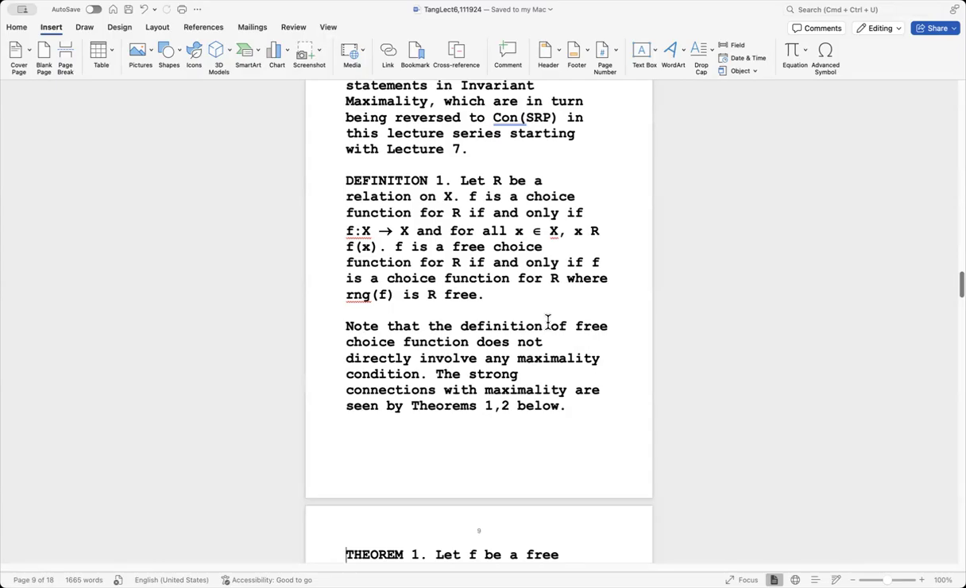So let R be a relation on X. F is a choice function for R if and only if F maps X into X, and for all X in X, X R F of X. Now, of course, there may not be a choice function in this sense because the relation might not be total. F is a free choice function for R if and only if it's a choice function whose range is free.